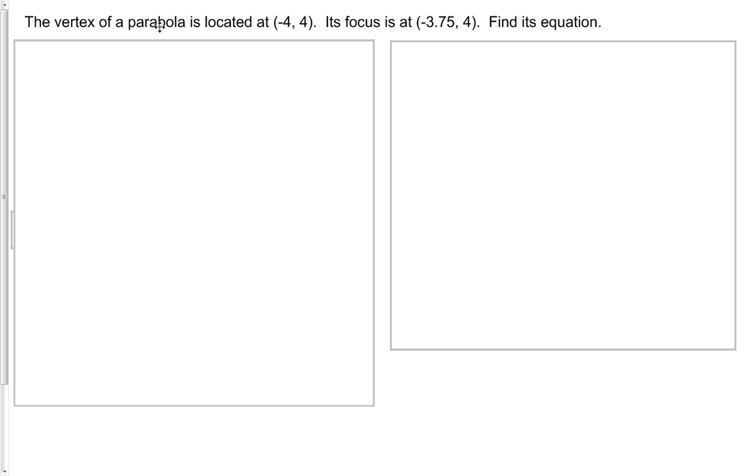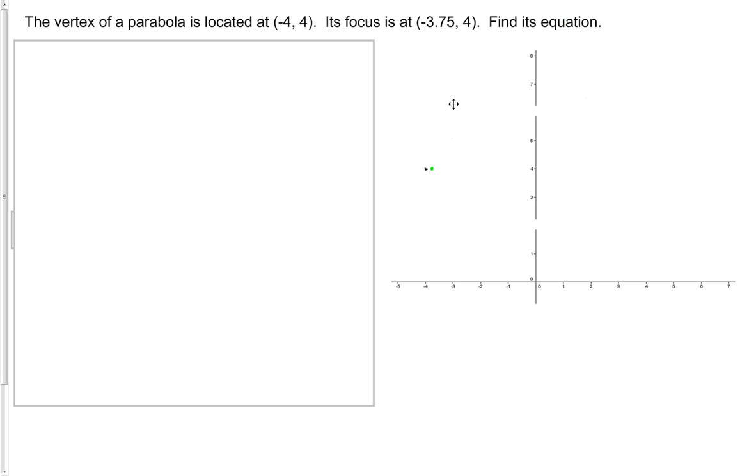So one more example. This time we're given the vertex and the focus. So let's plot these out. The vertex is at negative 4, 4. That's going to be the black dot on this graph. And the focus is at negative 3 3/4, 4. So both of these dots, even though this is a fairly large graph, are very close together. And that is something you're going to get used to seeing quite a bit.